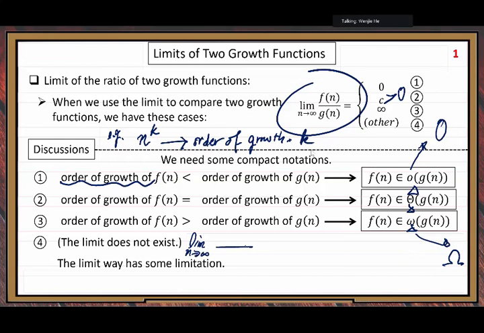Ratio of two functions. The first function, n squared times (3 plus (-1)^n). The second function, (n plus 1) times (4 minus (-1)^n). Okay? Let's look at this special case.